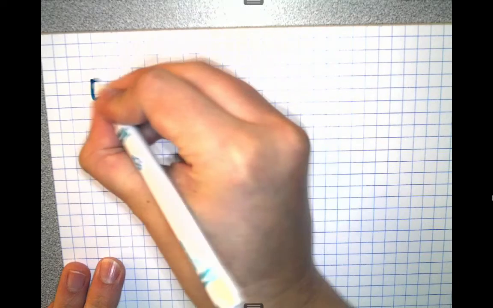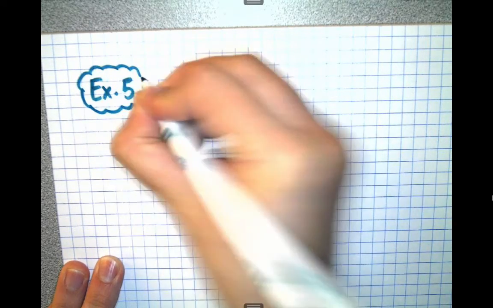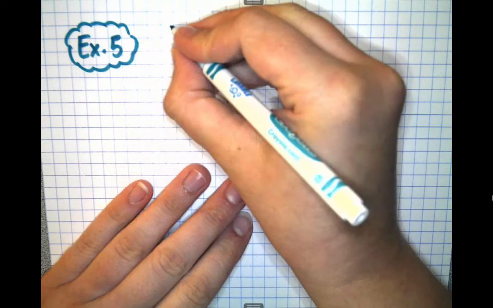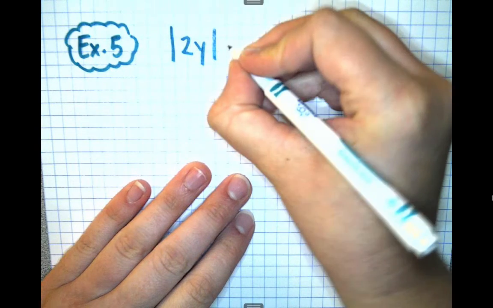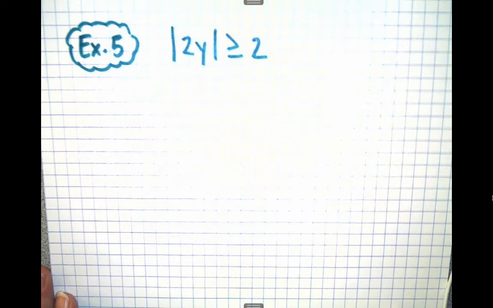Let's do an example 5. We are cruising through our review. Okay, example 5. Let's look at absolute value inequalities. What if I told you I had the absolute value of 2y is greater than or equal to 2? How would we solve this absolute value?